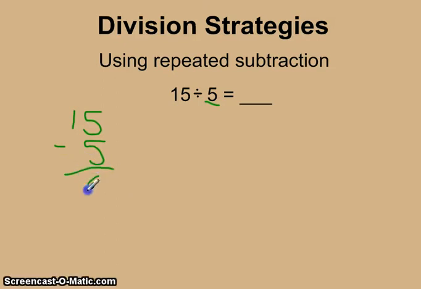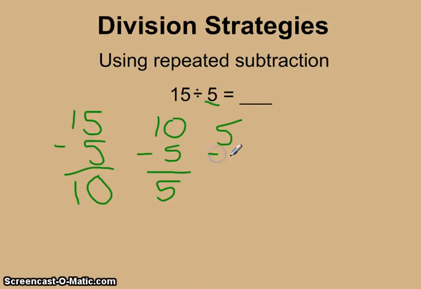So 15 minus 5 is 10. And I'm going to keep subtracting, so now I will take 10 minus 5, and I get 5. And I keep going, 5 minus 5 equals 0. When I get to 0, I know that I'm finished.